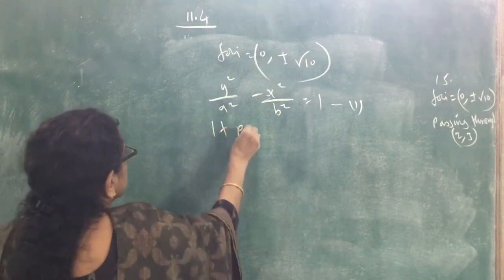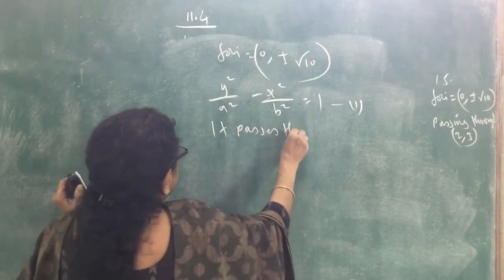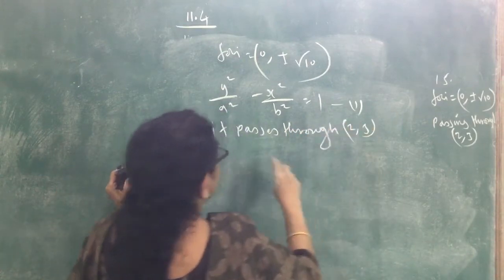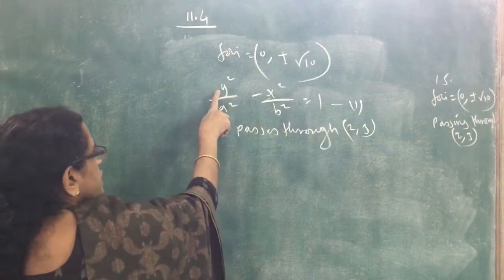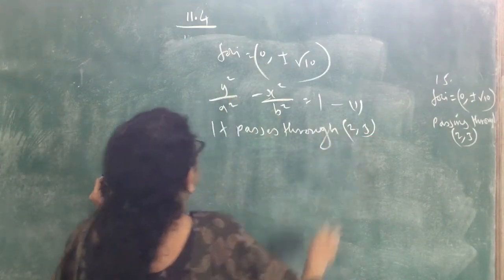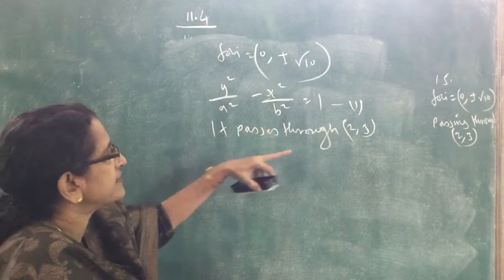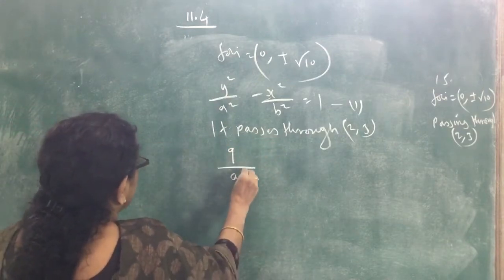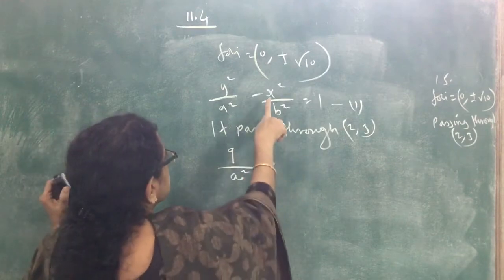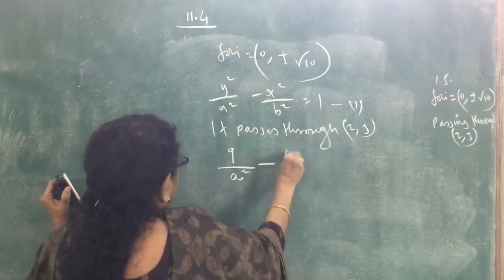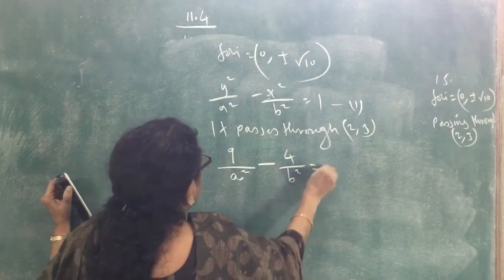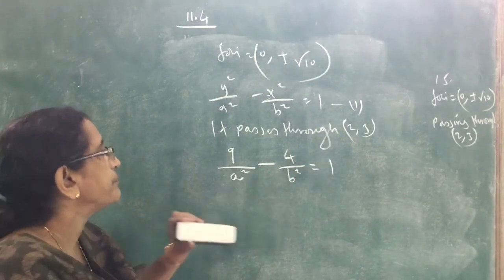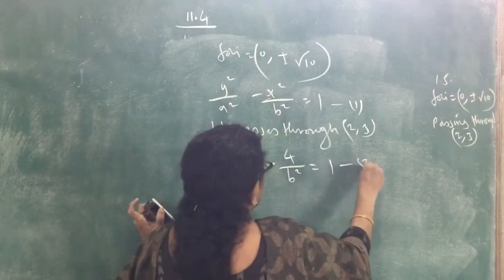It passes through 2, 3. So we can substitute 2, 3 here. In the place of y, x equal to 2, y equal to 3. So in the place of y, we can write 3. So 3 square, that is 9, by a square minus, x equal to 2, therefore 4 by b square, equal to 1. So we got one equation containing a and b. Name that equation 2.